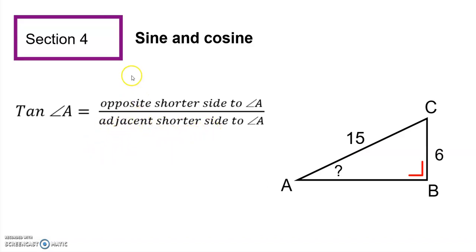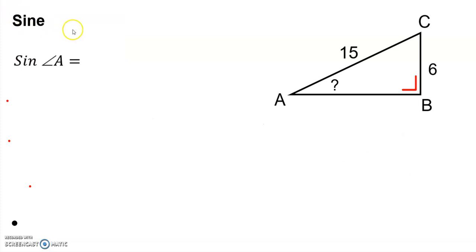But there are two more trigonometric ratios, and those are sine and cosine. So first we're going to take a look at sine. The tangent formula is actually a ratio, and so we also have sine. And this formula is a bit different, and you have to learn this formula. So with the sine formula, you will see in a few minutes that we can calculate angle A.